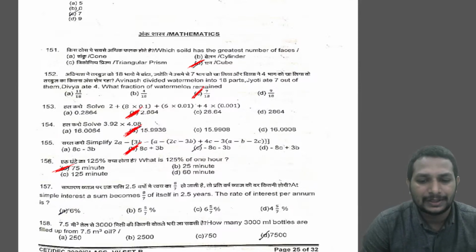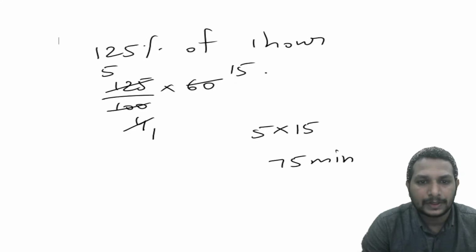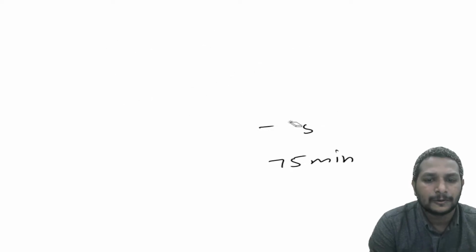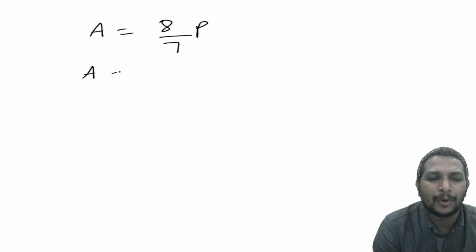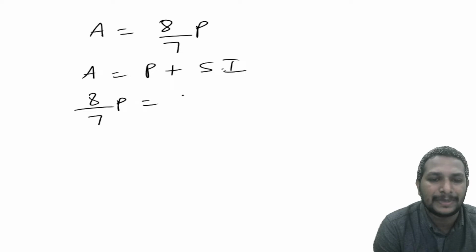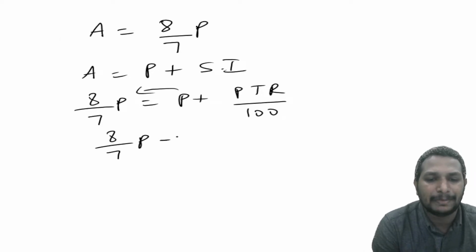What do we need to do? Let's do this problem now. So here they gave that the amount becomes 8 by 7 of principal. As we know, amount equals principal plus simple interest. Amount is given as 8 by 7 p, so p plus PR by 100. As the p goes to the other side, it gets subtracted: 8 by 7 p minus p equals PR by 100.